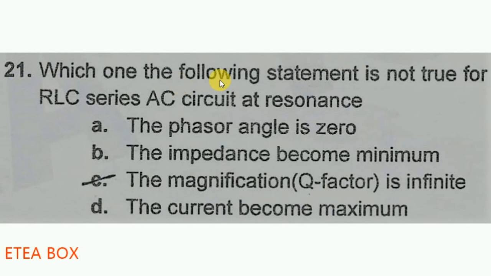Which one of the following statements is not true for an RLC AC circuit at resonance? The phasor angle is 0, the impedance becomes minimum, the magnification Q factor is infinite. This one is incorrect, because the magnification factor is not infinite when the RLC circuit is connected in series. The current becomes maximum. This one is correct. So option C is not true.